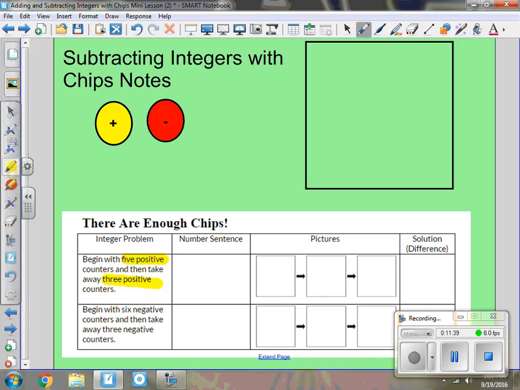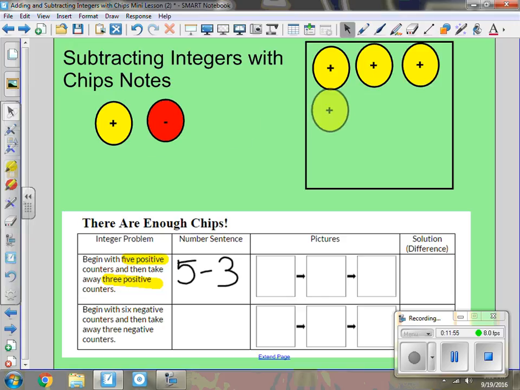So my number sentence, let's start with that. I've got a +5, and then take away, I'm going to use a subtraction sign, and then 3 positive. Now let's get those chips out. I'm going to start out with 5 positive chips. Those are yellow chips. Now the thing about subtraction is that some of those chips are going to get kicked out of my party. They are going to leave so fast that it doesn't even matter if they have their best friend with them.